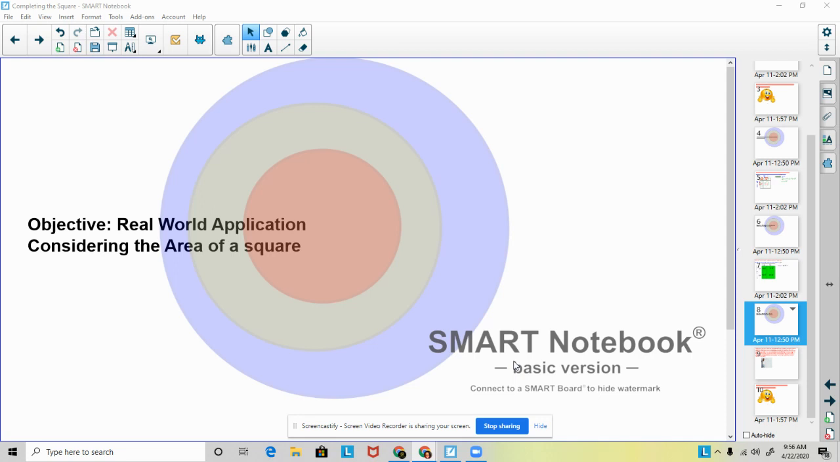Today, our objective is to take a look at some real world applications to consider the area of the square. Okay, so let's not waste time. Let's go ahead and jump into it.